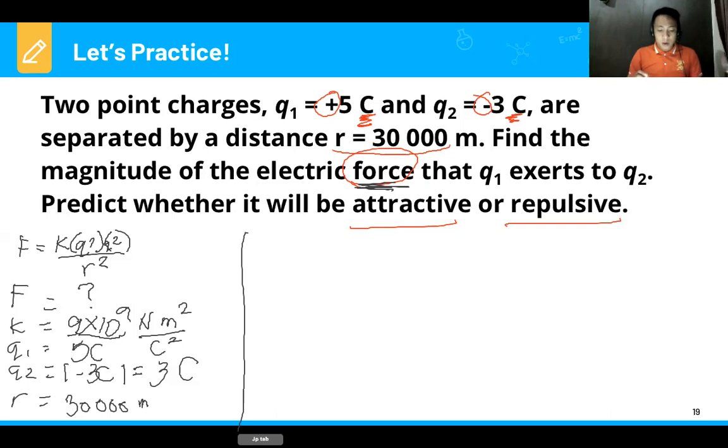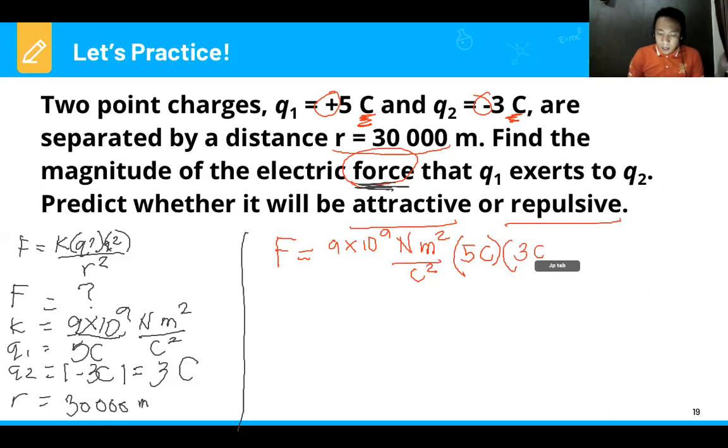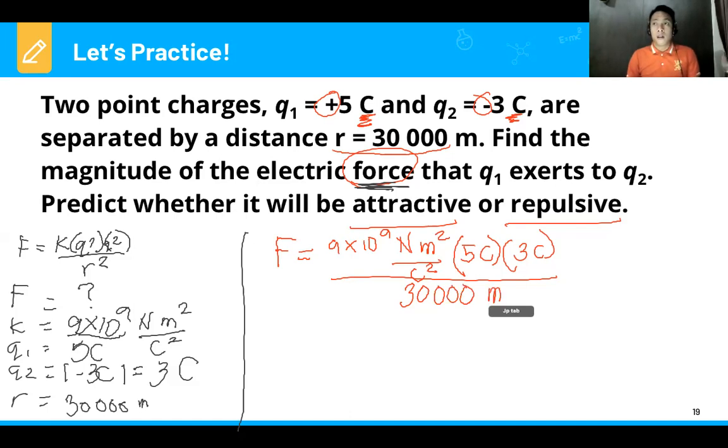Now, let us solve since we already have those given. So I will put F, because F is the one which is missing, equals the K, which is 9 multiplied by 10 raised to 9 newton meter squared over C squared, multiplied by Q1, which is 5 C, Q2 is 3 C, divided by 30,000 meters. Okay? That's for the 30,000 meters.